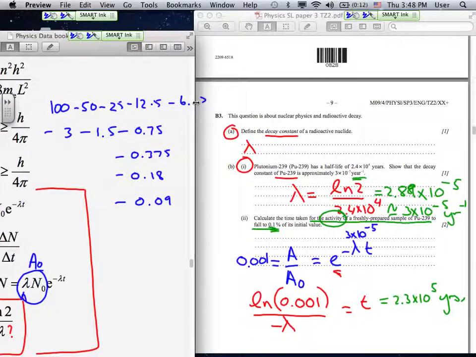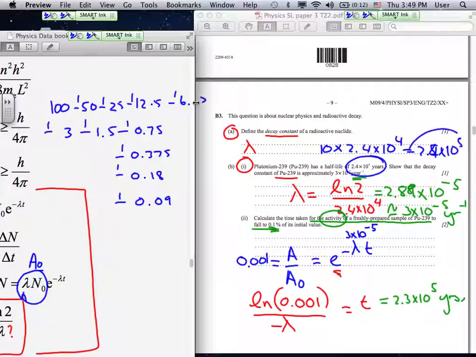And then this is going to 0.09. So we have got 1 half-life, 2, 3, 4, 5, 6, 7, 8, 9, 10. So we've got 10 half-lives, and each half-life is 2.4 times 10 to the 4. So it's going to be 10 times that, 10 times 2.4 times 10 to the 4. So we're looking at about 2.4 times 10 to the 5, which gives you pretty roughly the same value. So you could have actually done it like that. They would have accepted one doing it like that.